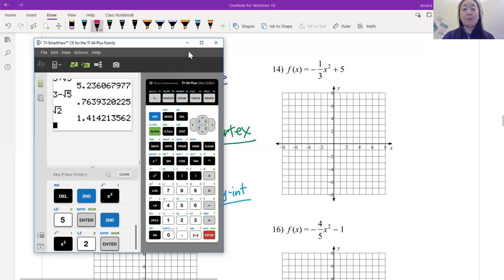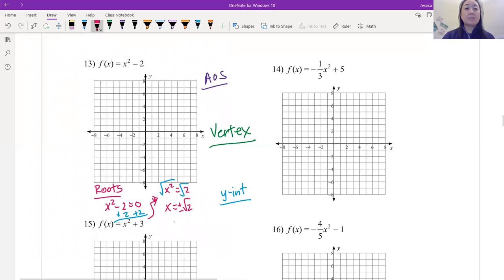It is 1.4-ish, but all we need is about 1.4. So this is about 1 plus or minus 1.4. So we're going to go 1.4 to the right and 1.4 to the left, which means where's our AOS? If it's 1.4 to the left and 1.4 to the right, our AOS is right straight down the middle. Ooh.